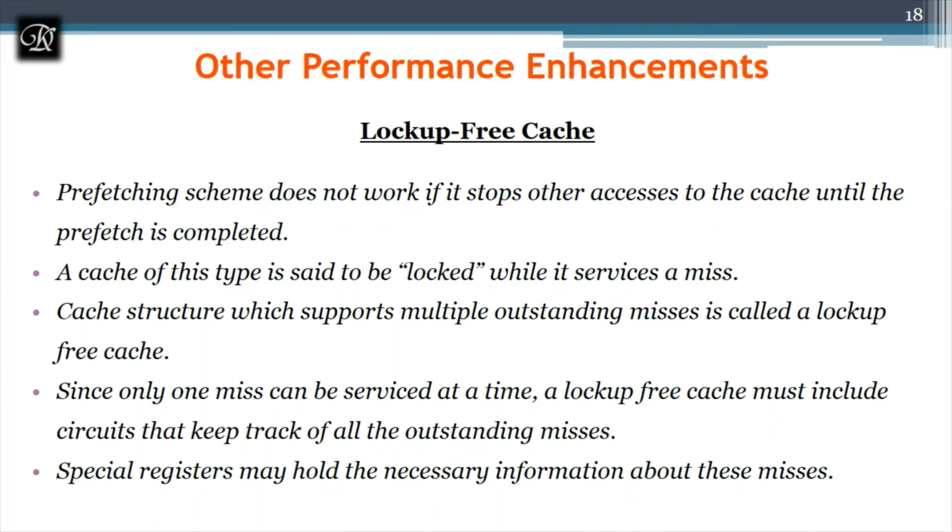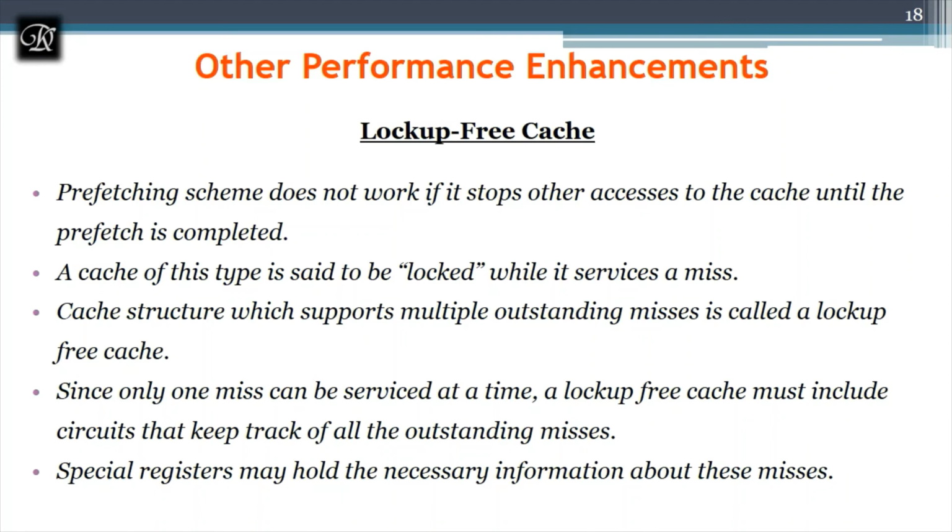The cache structure which supports multiple outstanding misses is called a lockup-free cache. Since only one miss can be serviced at a time, we cannot serve more than one miss. A lockup-free cache must include a circuit that keeps track of all the outstanding misses. It has to keep track of all the requests, and only one request will be served at a given time, which is the job of the lockup-free cache.